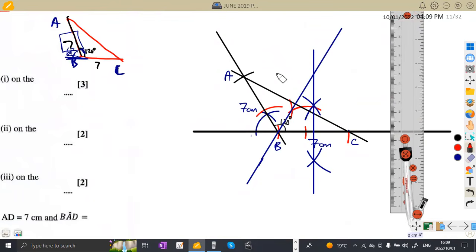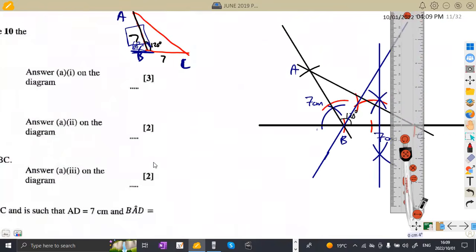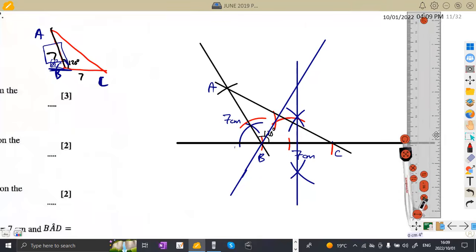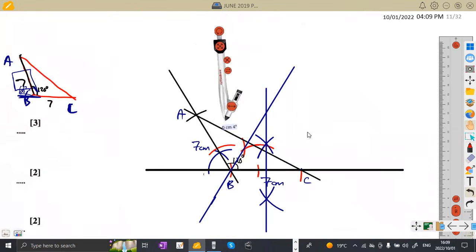But for the D that you are going to have, you are given that the angle BAD is supposed to be 45. So which means you're supposed to construct 45 degrees from A, because it's BA to the point D. So how do you construct that angle? Okay, so this is the question. For you to have 45 degrees, remember you need 90 degrees.